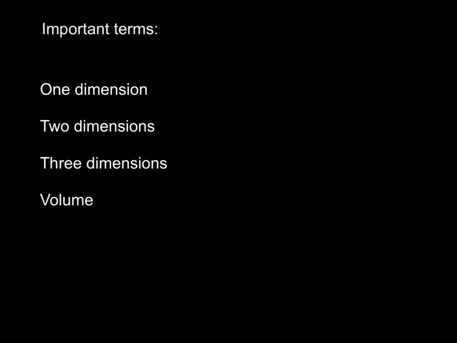This video is about volume of a rectangular prism and goes along with CPM Chapter 9, Section 1.1 for 6th grade. There are a few important terms that you need to know as we go through this lesson. The first one is one dimension, and that's something where an object has length but no width or height, and that could be something like a line where it has one dimension.